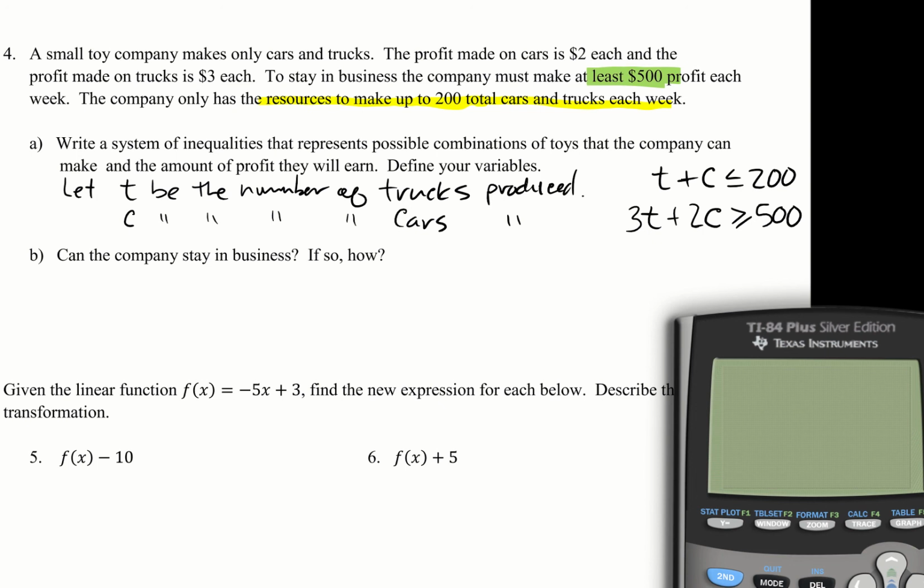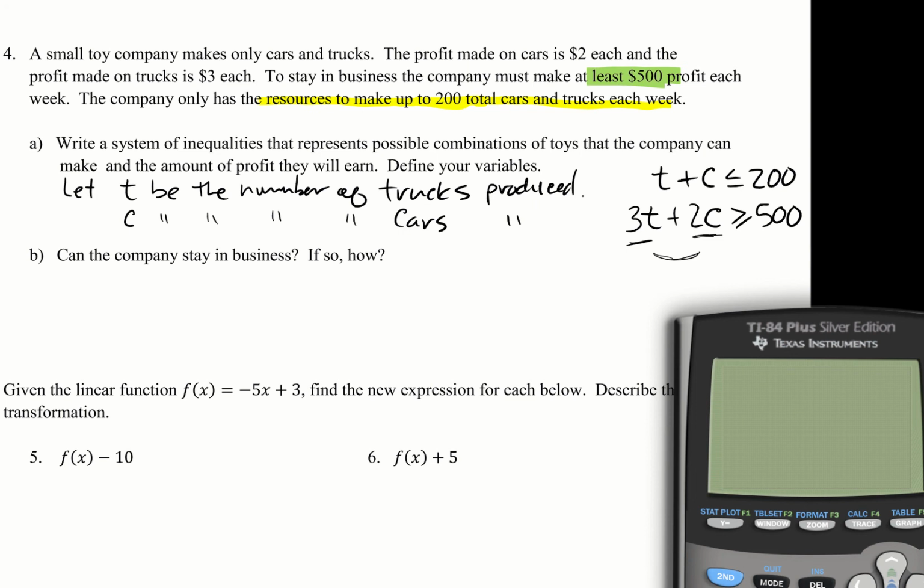And some of you did, I appreciate it. You got some graph paper and you assigned T to X and C to Y, and you were looking at this and trying to find the region. But if you just try a couple simple values, and I think some of you did, look, if I did 100 trucks and 100 cars, 100 trucks would produce $300, and 100 cars would produce $200 in profit. So together they are making exactly $500.